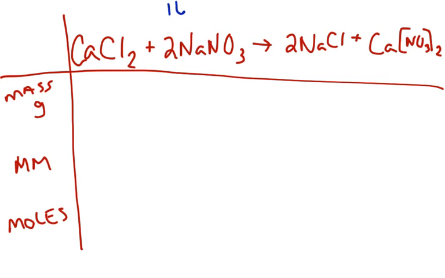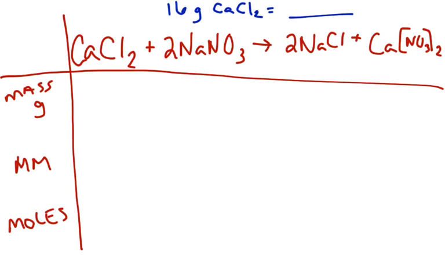So the problem we looked at on the previous page was 16 grams of CaCl2 are going to end up making how many grams of NaNO3? That was the same problem we just did, exactly the same. So here's how it looks different. First thing you have to do with this method is look at where you're starting. I'm starting with 16 grams of CaCl2. I need to put that in my chart.